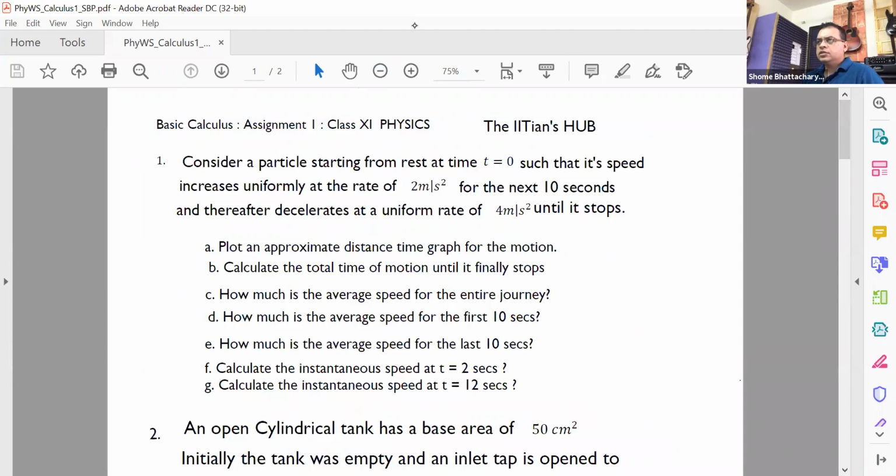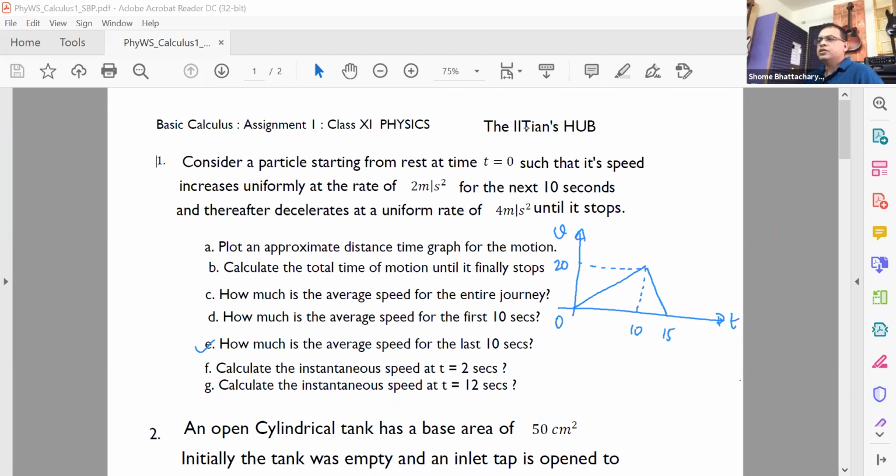Okay, so let's come back to this question. How much is the average speed for the last 10 seconds? For that, the best way to analyze is again to use the graph. We had made a graph of velocity versus time. And we saw in that graph that for the first 10 seconds, it's accelerating and going up to 20 meters per second. And then for the next 5 seconds, it's decelerating and coming back to 0.